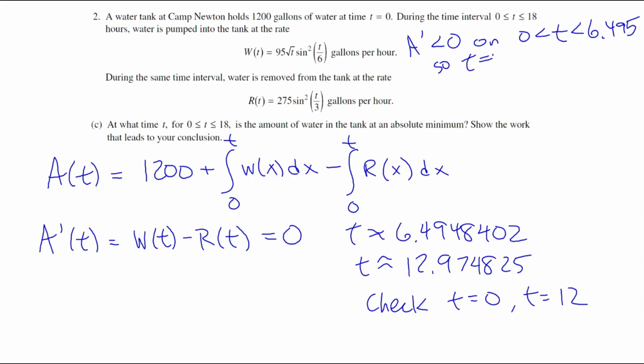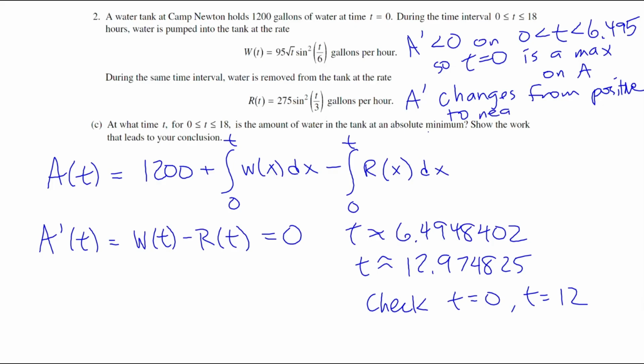So t equals 0 is a max. And we'll also say a max on A. And then we'll say A prime changes from positive to negative at t equals 12 point, I'm sorry, this was supposed to be an 18. Now that I just looked down, I wrote t equals 12. We're checking our endpoints, t equals 0, t equals 18. A prime changes from positive to negative at 12.974825. So A has a max there.